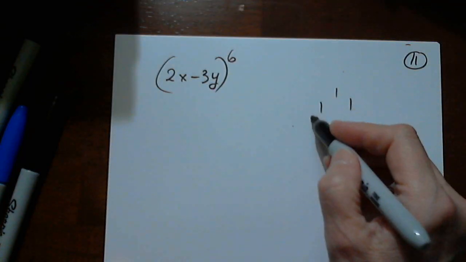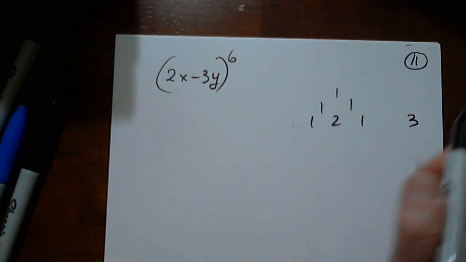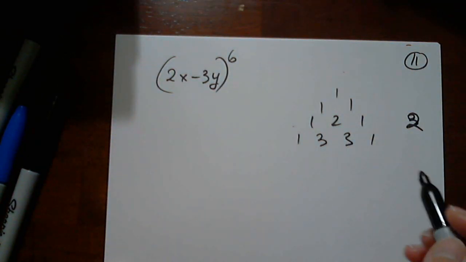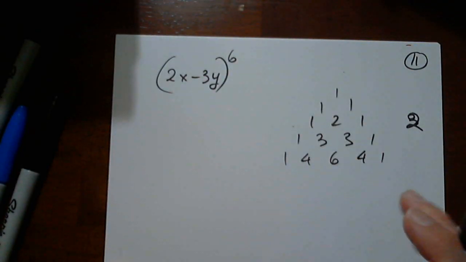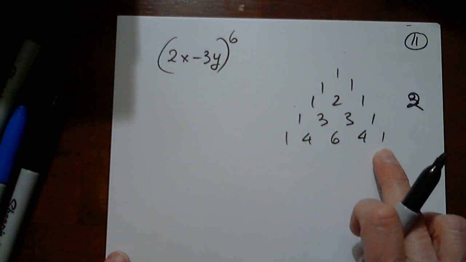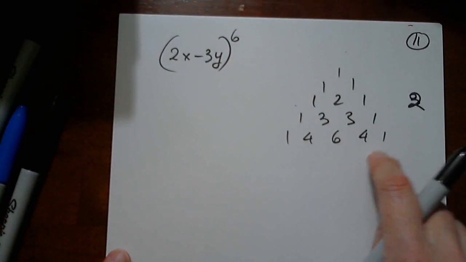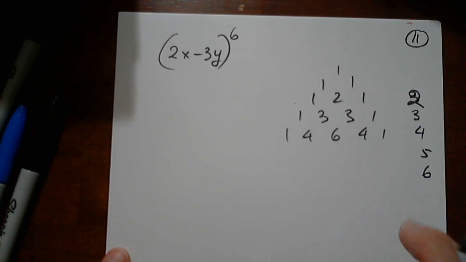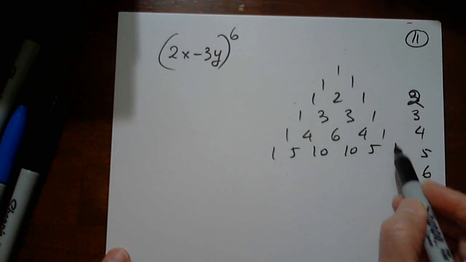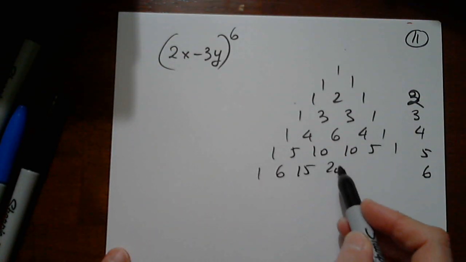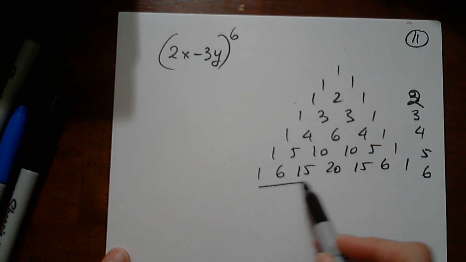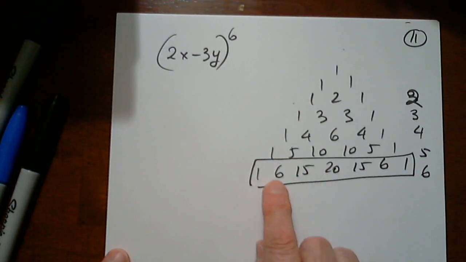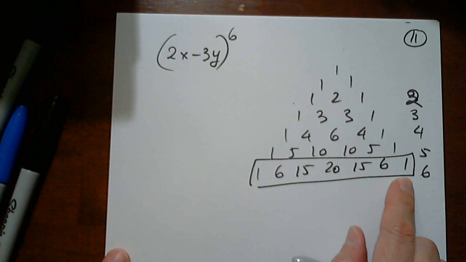1, 1, 1. 1, 2, 1. You know that this is power 2 because there are 3 coefficients. 1, 3, 3, 1. Power 3. 1, 4, 6, 4, 1. There are 5 coefficients, meaning that's power 4. Then power 5 and 6. I have to have 7 terms. So 1, 5, 10, 10, 5, 1. 1, 6, 15, 20, 15, 6, 1. These are the coefficients for power 6 because I have to have 7 terms: 1, 2, 3, 4, 5, 6, 7.